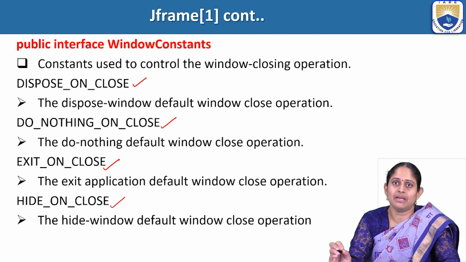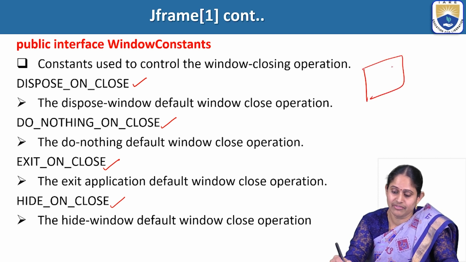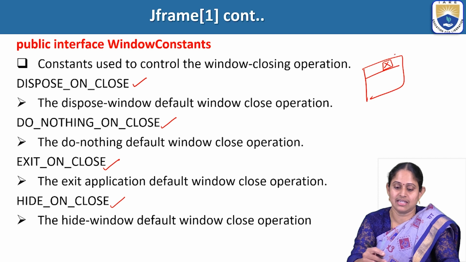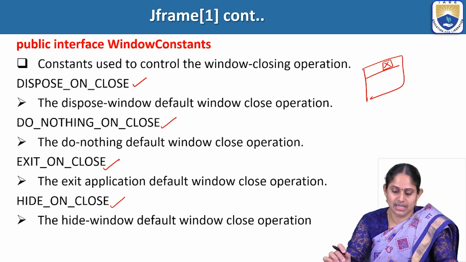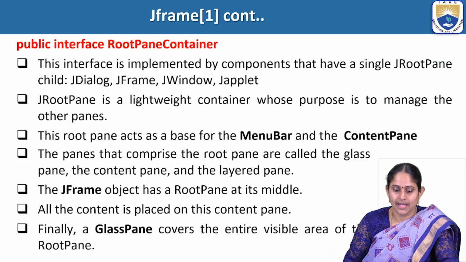DO_NOTHING_ON_CLOSE does nothing. That window may remain as such even if we press the window close button. EXIT_ON_CLOSE will exit the application when we press the close button in the title bar. So when that close button is pressed, what happens is defined by these window constants. And HIDE_ON_CLOSE will hide the window on clicking that cross button.